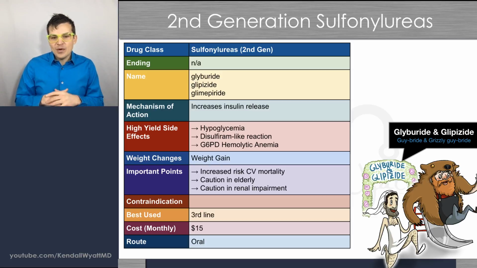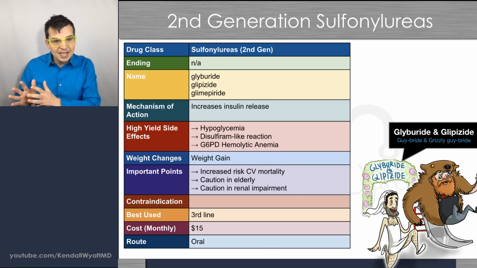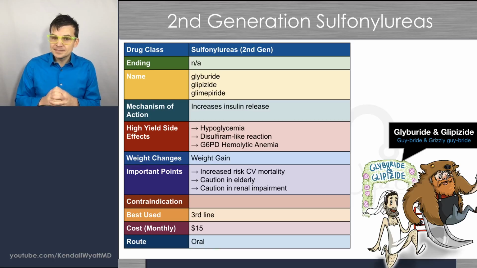They're cheap medicines, however, so they only cost $10, $15 a month. One of them is a little bit more, but $10 to $15 a month, and they're taken by mouth. So a lot of patients want these medicines and ask for these medicines, but this is not what's indicated and not what's best for the patient. That's it for second-generation sulfonylureas. Let's take a look at the next drug class.